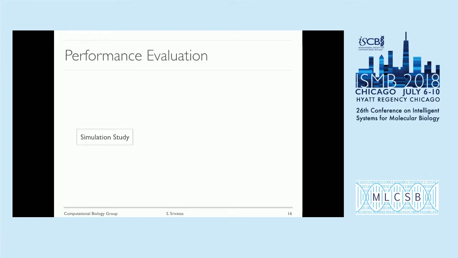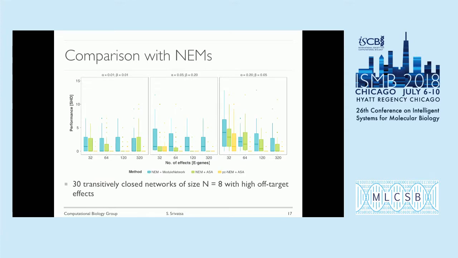So for the simulation study, we first ranked the pathways in KEGG in decreasing order of off-target frequencies, and then sampled networks from the highest scoring pathway. In the first part, in order to compare with classical NEMs, we restricted the networks to transitively closed networks. So we sampled 30 DAGs with high degree of off-target frequencies and simulated data for 3 different pairs of error rates and 4 different number of phenotypic effects. The results are summarized here.